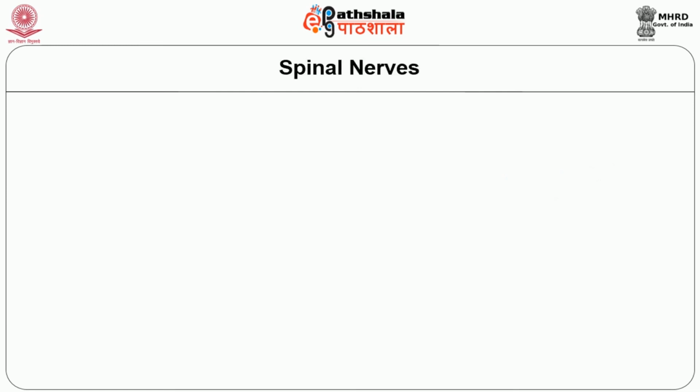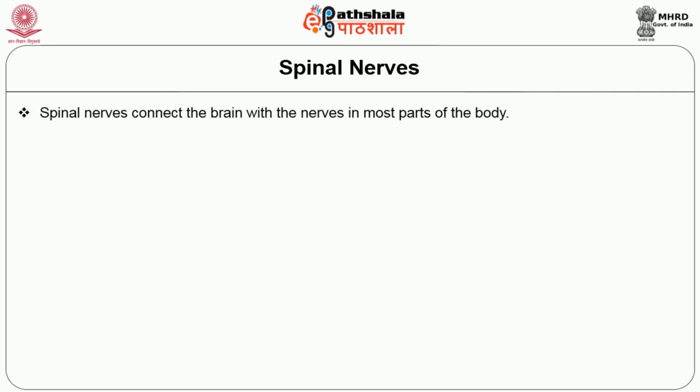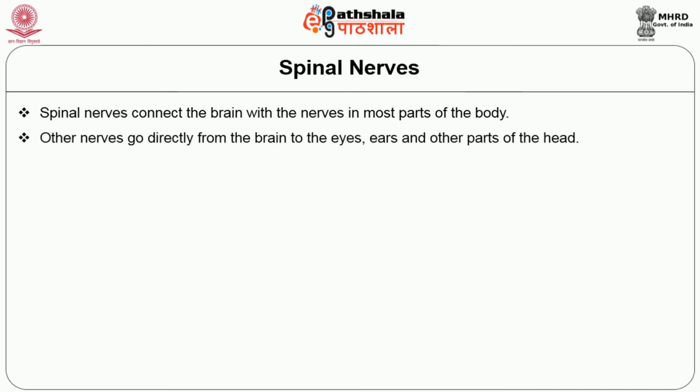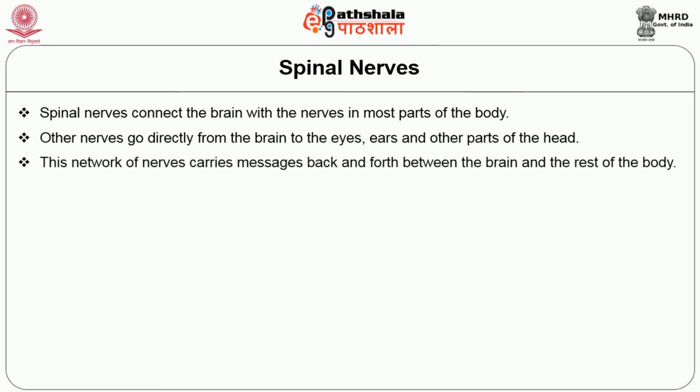And now let us see about spinal nerves. The spinal nerves connect the brain with the nerves in most parts of the body. Other nerves go directly from the brain to the eyes, ears and other parts of the head. This is a network of nerves which carries messages back and forth between the brain and the rest of the body.